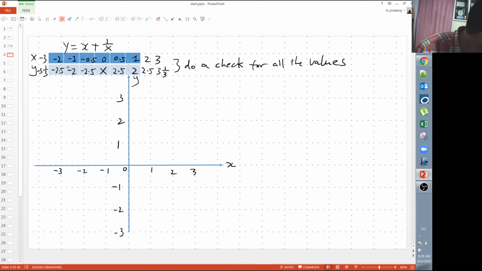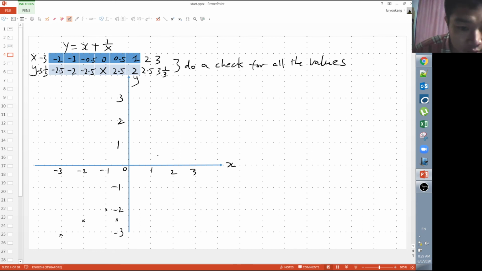So over here, okay, looks good. So I'm going to plot the points now. You have -3 and -3 and 1/3, so it should be somewhere here. -2, -2.5, somewhere here, and -1 and -2, -0.5 and -2.5, somewhere here, and 0 is undefined. So I've completed this part.